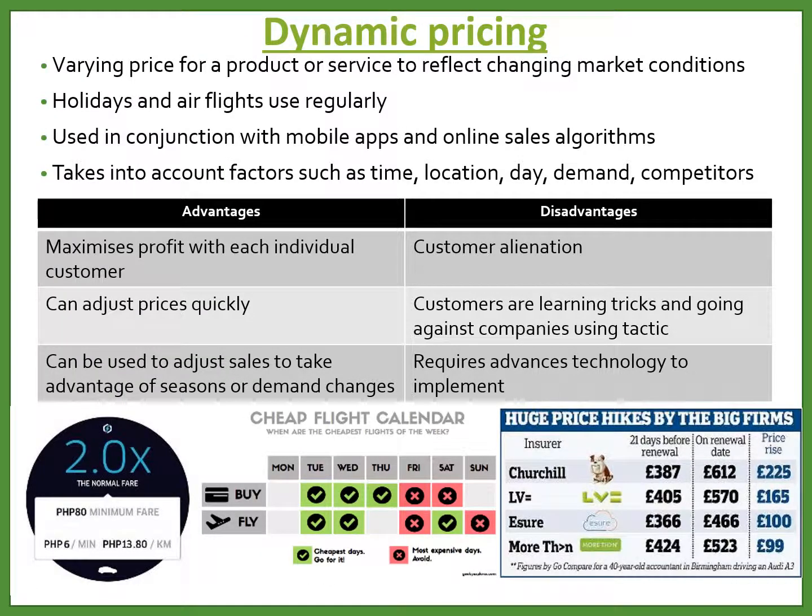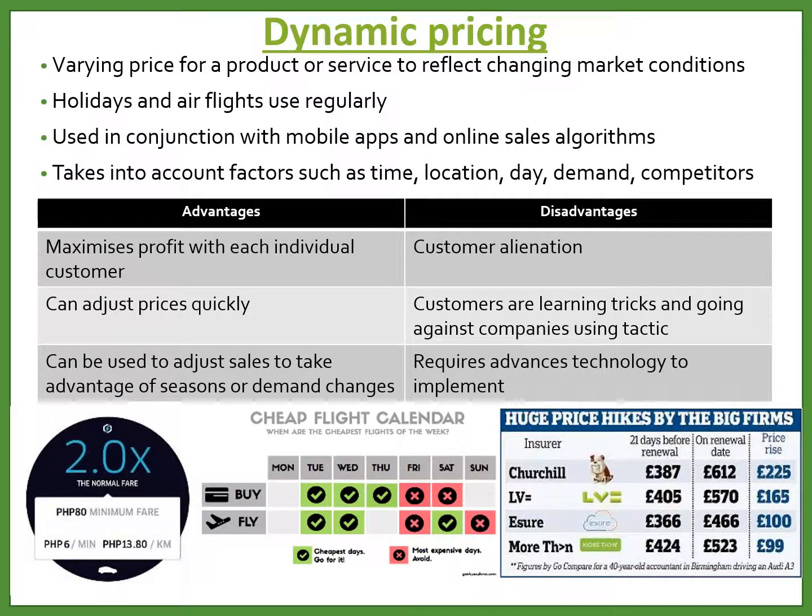Next, we've got dynamic pricing. This is where it varies price of products or service to reflect changing market conditions. Now, holidays and air flights use this very, very regularly, and it's usually used in conjunction with mobile apps and online sales algorithms. So there's a lot of technology involved here. It takes into account factors such as time, location, day, demand, competitors, how many times someone's actually visited a website.